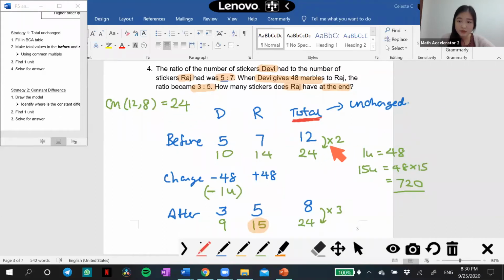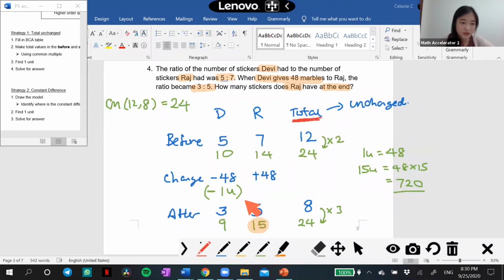So if you multiply by 2 here to get 24, and by 3 to get 24, it will be the same. Right? But when you multiply by 3 and 2, you have to multiply throughout to get a set of equivalent ratios before you start comparing.